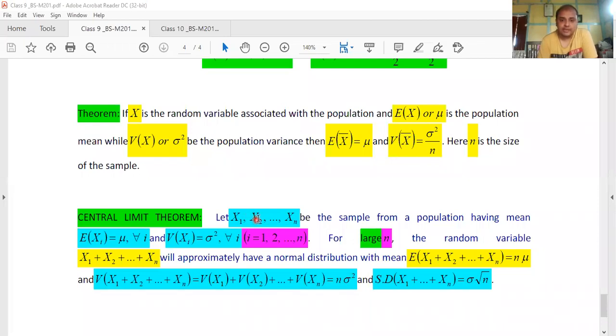So the statement goes like this: let x1, x2, xn be the sample from a population having mean, expectation of xi equal to mu. Suppose we have n samples, and these are the random variables associated with these n different samples, in such a manner that expectation of x1 is the population mean mu, expectation of x2 is also the population mean mu, expectation of xn is also the population mean mu. That means x1 is the point estimator of the population mean, x2 is the point estimator of the population mean, xn is the point estimator of the population mean.